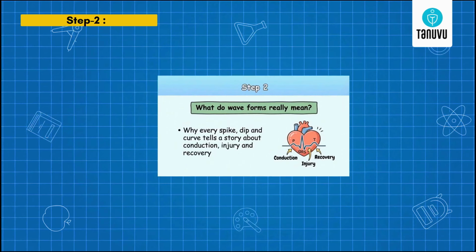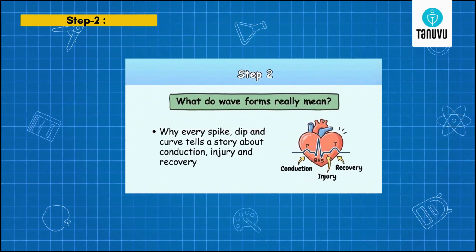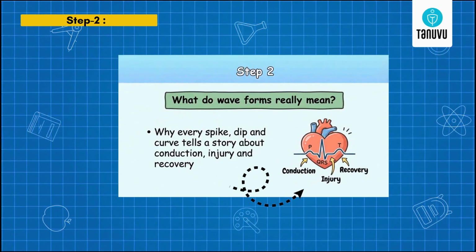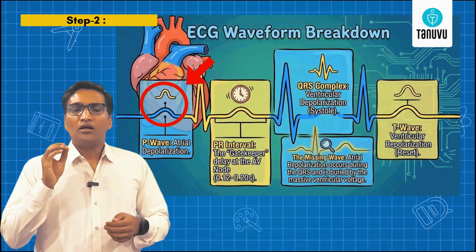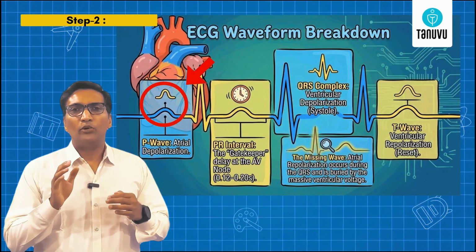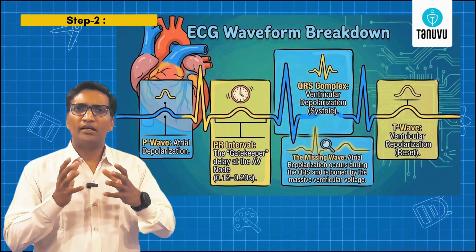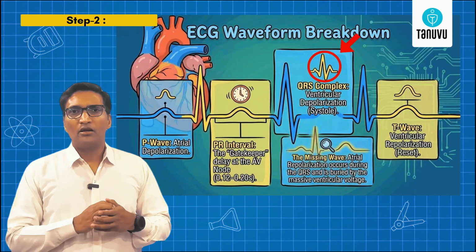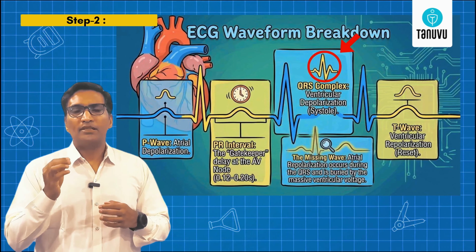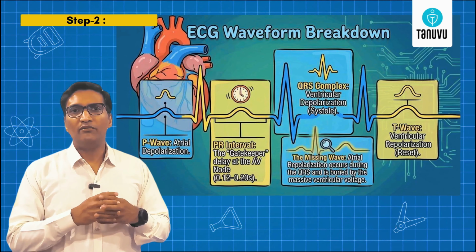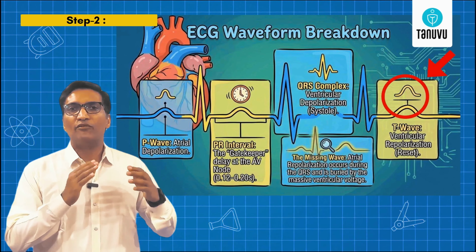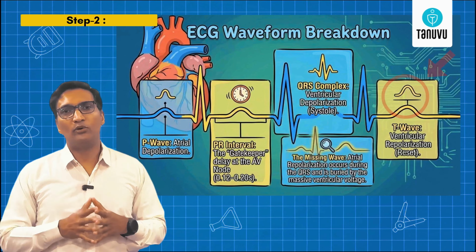Step 2 in reading ECG is to understand the waveforms: the P, the QRS complex and the T waves. So why each wave dip represents conduction, injury or recovery of the muscle. So let's dive deeper into this. The P wave represents atrial depolarization. Depolarization can be taken as a contraction of the atrial muscle. The QRS complex represents ventricular depolarization, whereas the T wave represents ventricular recovery or the repolarization.